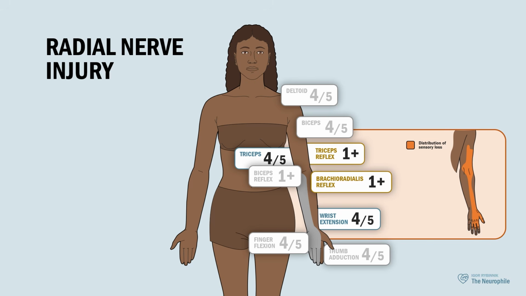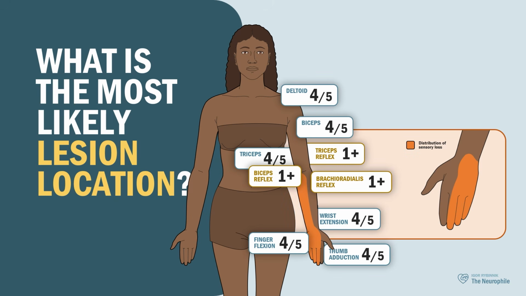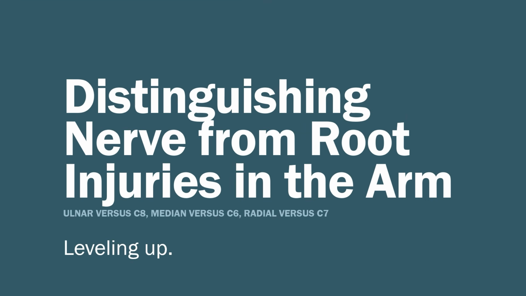The biceps is supplied by the musculocutaneous nerve, and injury to the musculocutaneous nerve would cause sensory deficits in the lateral and not medial forearm. The deltoid is supplied by the axillary nerve. Axillary nerve injury would cause a small area of sensory loss over the deltoid muscle. What's going on? Our clinical findings don't really align with the lesion of a single peripheral nerve. The lesion may be at the level of the nerve roots or the plexus.